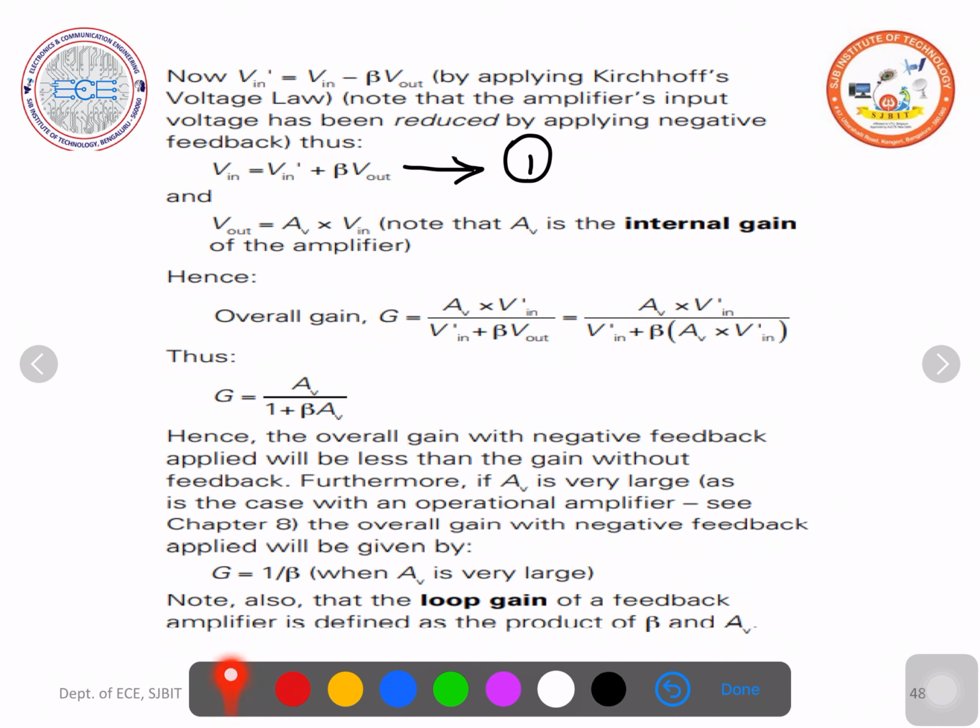And V out is equal to AV into V in dash. Here also there is a mistake in the book. AV into V in dash. From where did we get this? Voltage gain, open loop voltage gain. Open loop means when there is no feedback. AV is equal to V naught by V in dash.